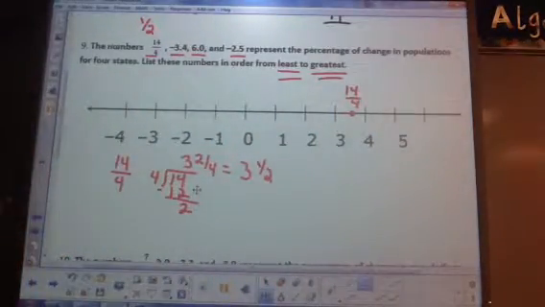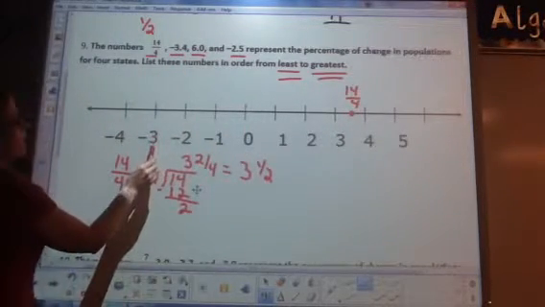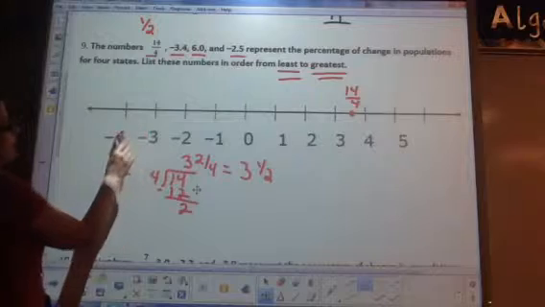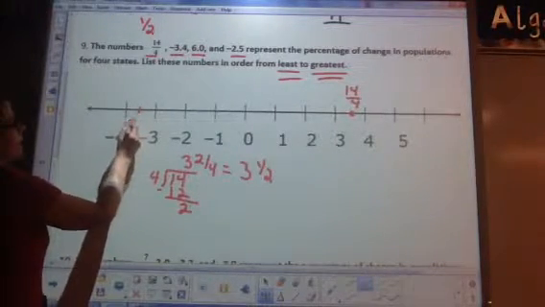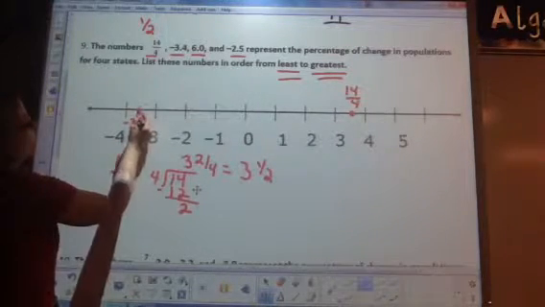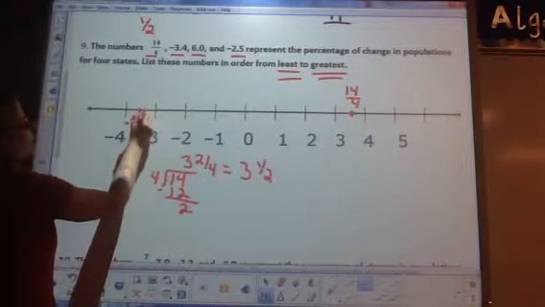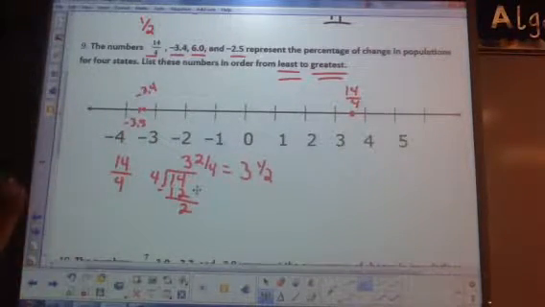Okay? All right, negative 3.4. Well, here's negative 3, and here's negative 4. Okay? So right here in the middle is negative 3.5. So negative 3.4 is going to be a little bit to the right of that. So let's make a point right here and label that negative 3.4.